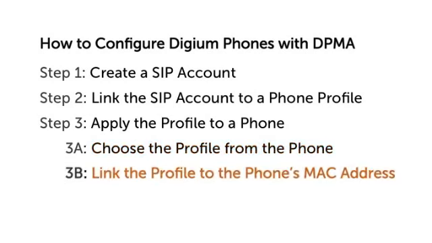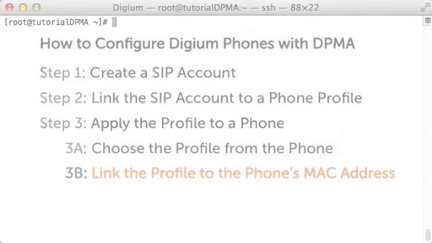The second method will use MAC address authentication. With this method, the Asterisk server will know which profile belongs with which phone based on the phone's MAC address. When the phone starts up or is set to reconfigure, it will automatically fetch its configuration from the server without any user interaction at all.